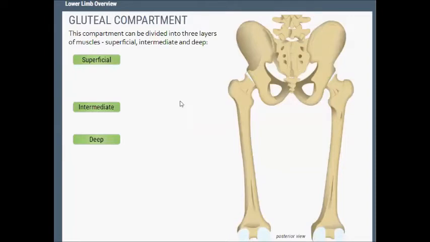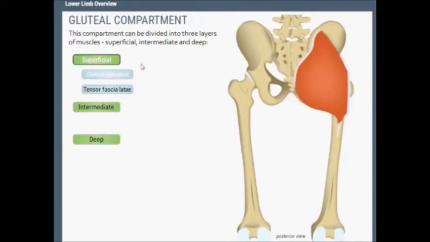Next, when we see the gluteal compartment, it is again divided into three parts: superficial, intermediate, and deep. In the superficial compartment, there are basically two muscles: gluteus maximus, as the name suggests, the biggest one, and TFL, that is tensor fascia lata. You can see this is gluteus maximus, covering the whole posterior side of the hip. Then tensor fascia lata is a small, thin muscle running the whole length from the iliac point to the lower end of the femur.